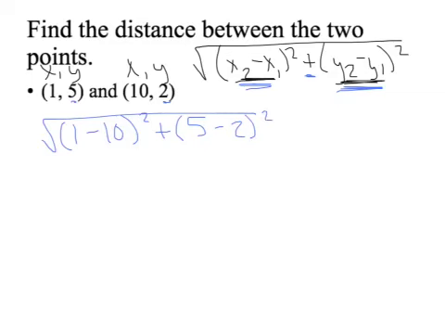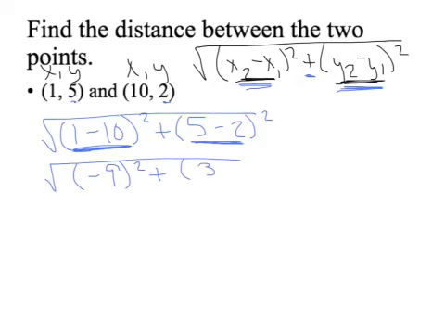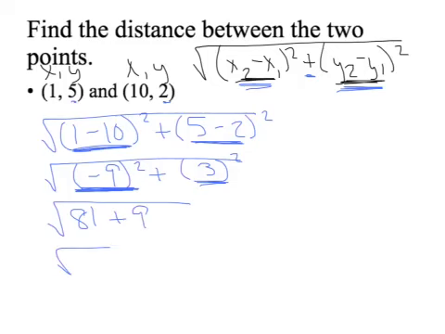So now you're doing your order of operations. So bring down your square root. You're going to start with the parentheses. 1 minus 10, which will give us negative 9. So parentheses negative 9 squared plus another parenthesis. 5 minus 2 will give us 3 parentheses squared. Keep following your order of operations. So bring down the square root. You're going to do your squared next. Negative 9 squared, negative 9 times negative 9 is positive 81 plus 3 squared. 3 times 3 will give us 9. Bring down your square root. 81 plus 9 is 90.